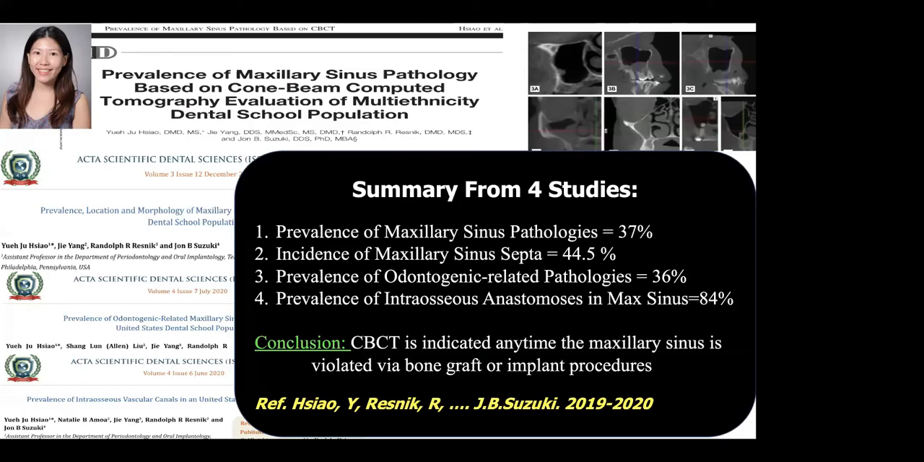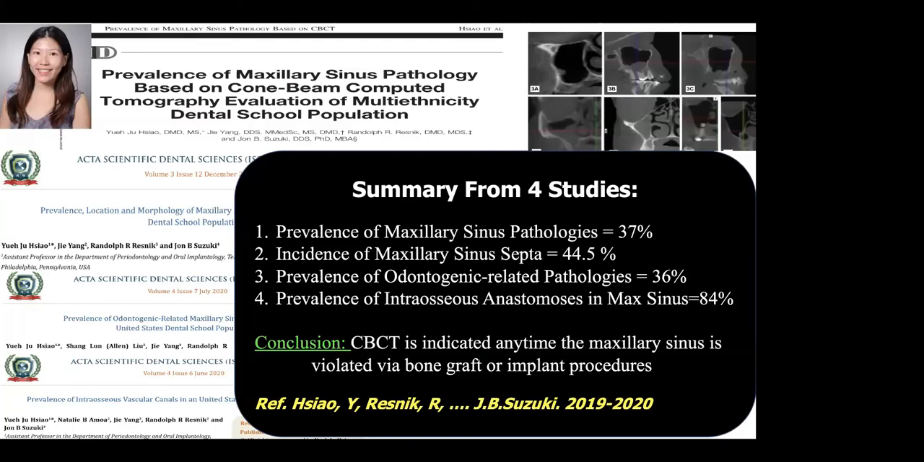She also did one on sinus septum. About 44% of our patients have septum. Now, why is this important? Well, a lot of people like to do the crestal approach sinus grafts now. Well, if you have septum there, that complicates it, increases the risk of perforation and morbidity if you have a septum. So you have to know where those septums are. And as you can see from that second study, almost 50% of the patients have this.